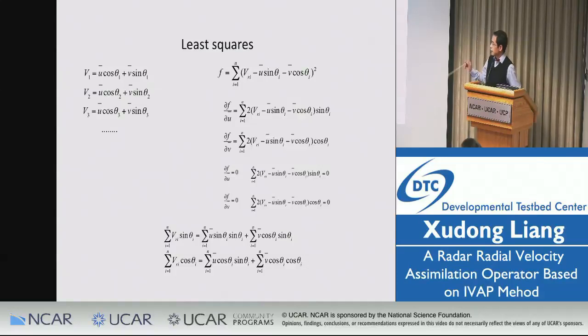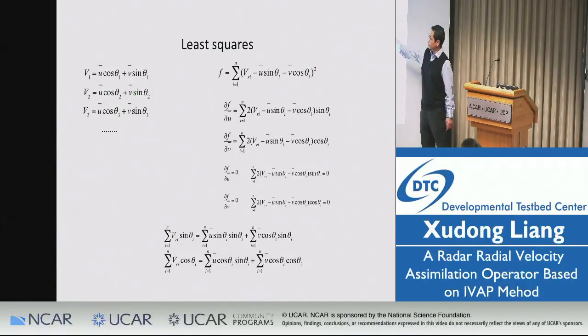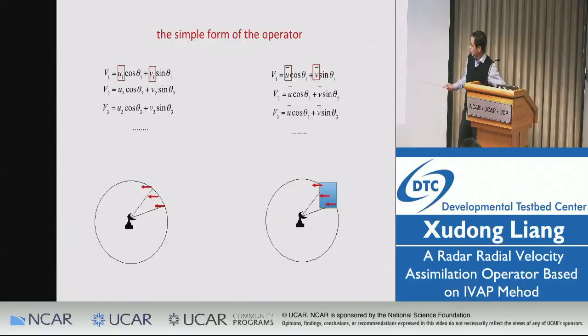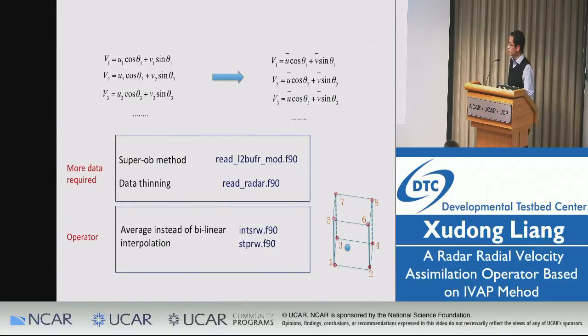But the advantage of that is that we should use more computer resources, because we have to use all of the observations in this area. During the minimization process, we should use all of the observations. So we need more memory, and we also need more compute time.